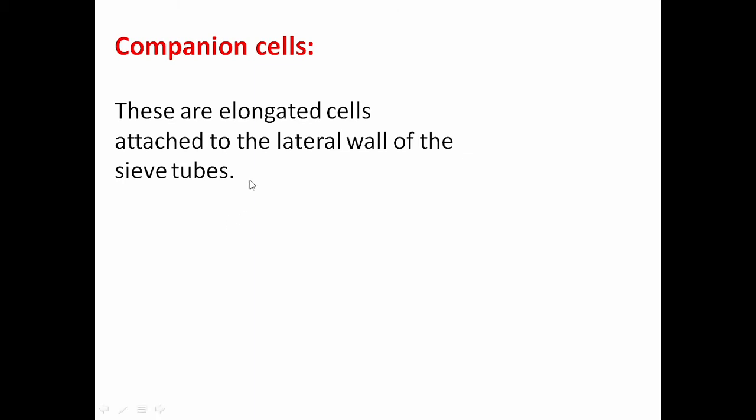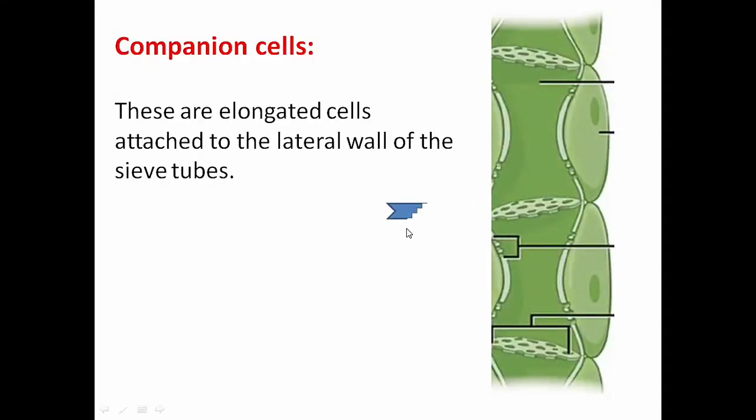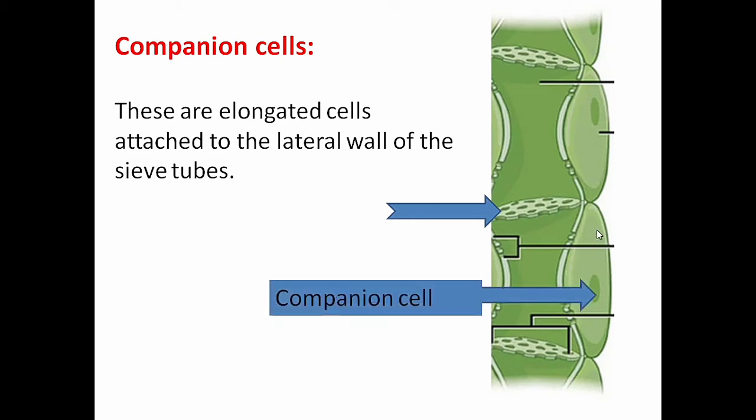Companion cells are elongated cells attached to the lateral wall of the sieve tubes. Lateral wall means side wall. This is one sieve tube. This is the sieve plate, that is the end wall. This is another sieve tube. At the lateral side of the sieve tube, companion cells are attached. This is one companion cell and this is another companion cell.